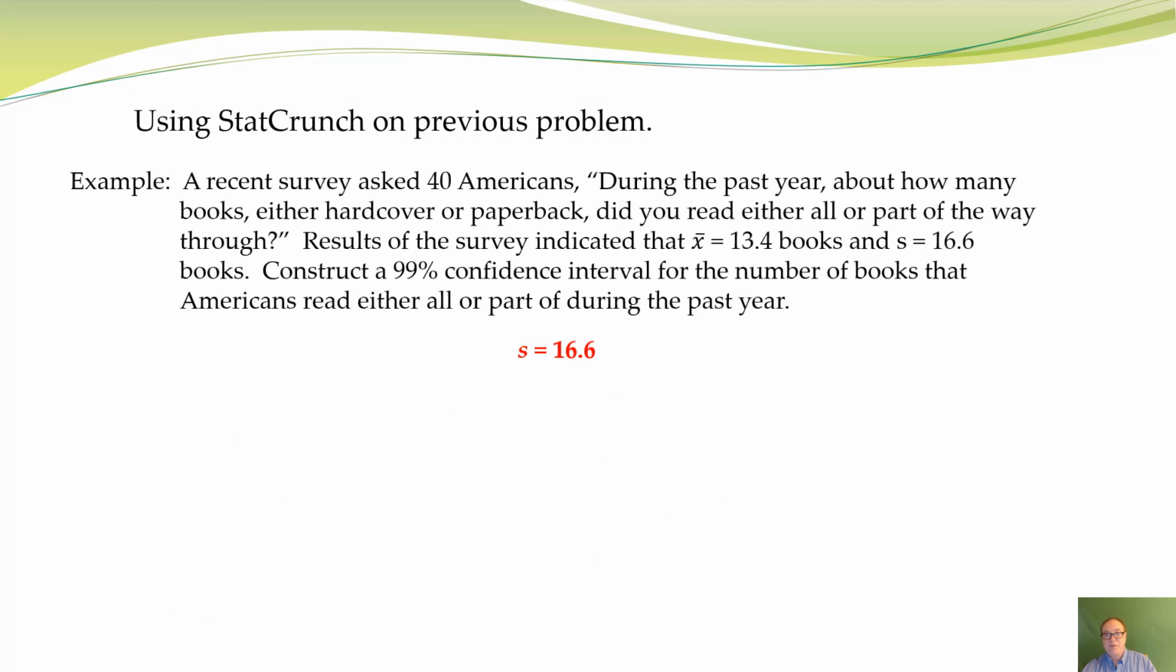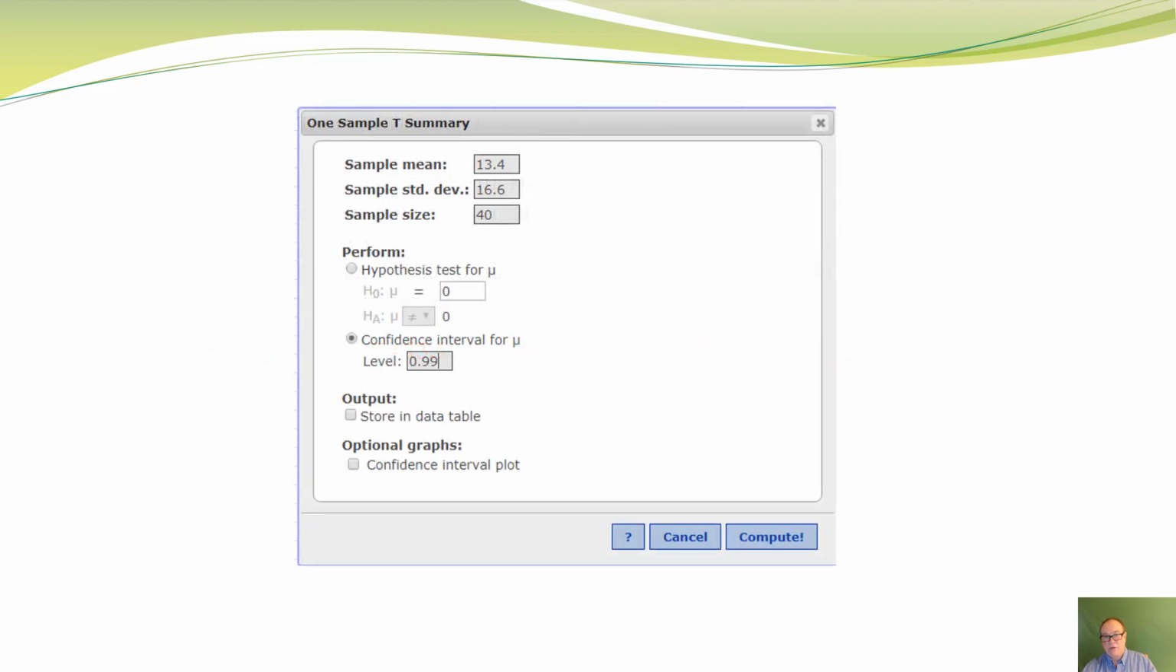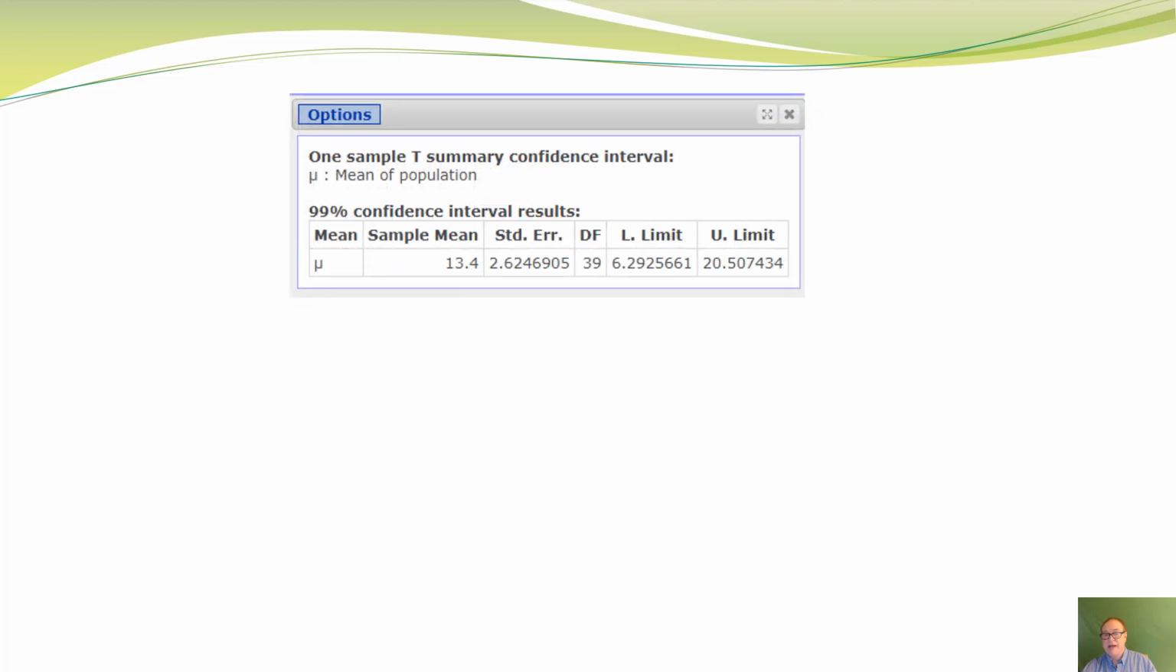Now, same problem as before, and again, S is coming in early. And we get N, we have X bar, we have S, we have level of confidence. This time, that's all we really need. So now, if I opened up the one sample T summary, I would enter the sample mean, 13.4, the sample standard deviation, 16.6, 40 for the sample size, click confidence interval for mu, enter the 99%, click compute. And this is what I would get out.